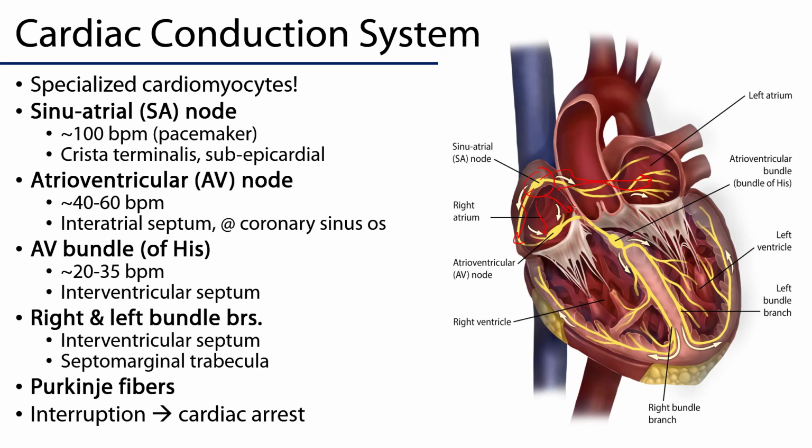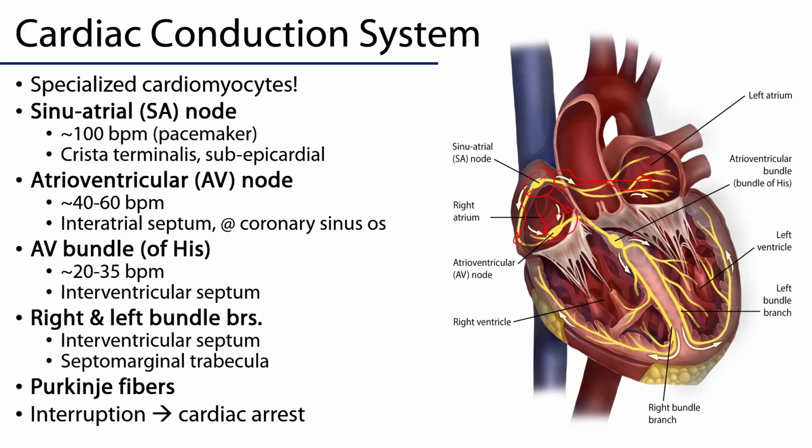Now, as the depolarization reaches the inferior margin of the interatrial septum, adjacent to the opening of the coronary sinus, it comes upon the atrioventricular, or AV node. The AV node has a lower intrinsic rate of depolarization than the SA node, somewhere between 40 to 60 beats per minute. And it can be influenced by the SA node.